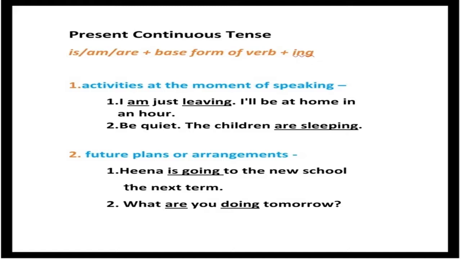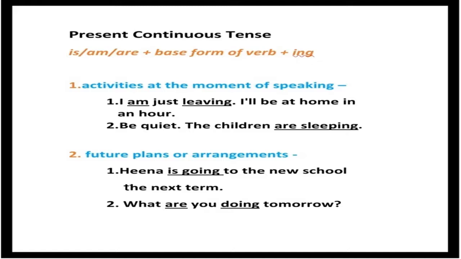Second is for future plans or arrangements. Like Hina is going to a new school the next term. When she will go in the next term, which is future time. But to denote future time, we can also use present continuous tense. Is going. Here is going is present continuous tense, but it is talking about future plans or future arrangements. Now next one is what are you doing tomorrow? Are plus do plus ing.